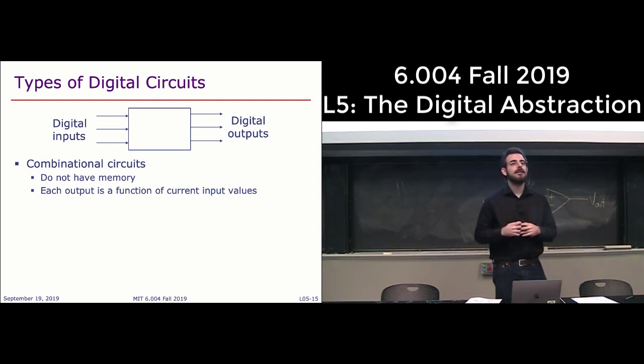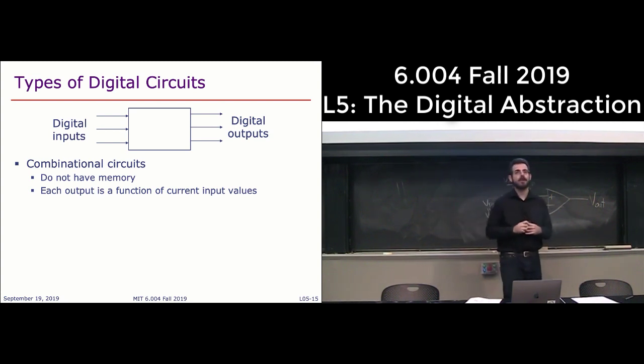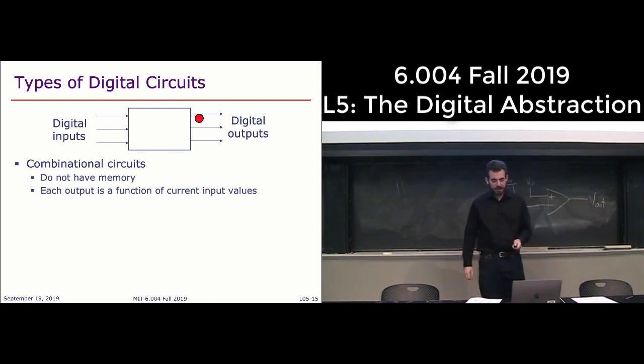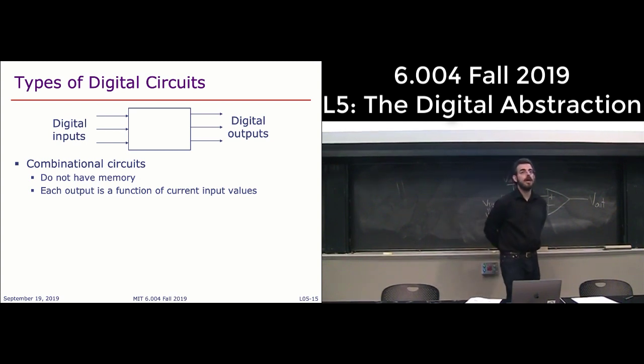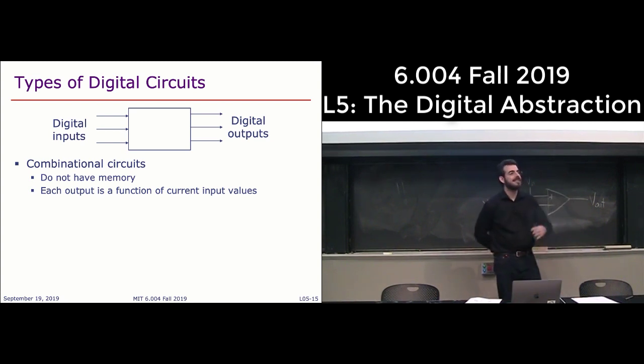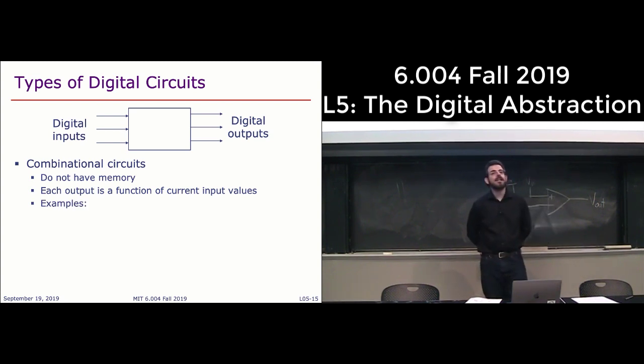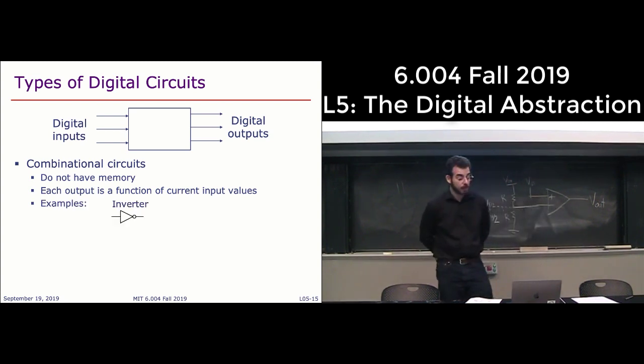The type of circuits that we'll study first is what we call combinational circuits. These circuits do not have memory. They're called combinational because each output has a constant value given a particular combination of the inputs. That is, the output is a function of the input values exclusively. There's nothing else inside this box that's changing the value or affecting the output. And there are many examples that we will see over the next few lectures.